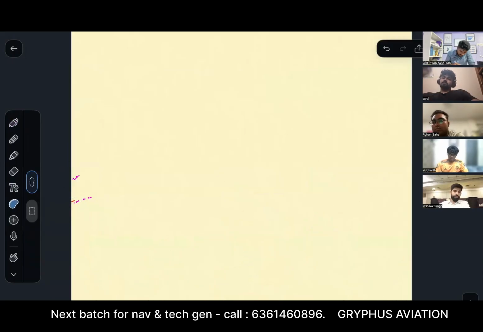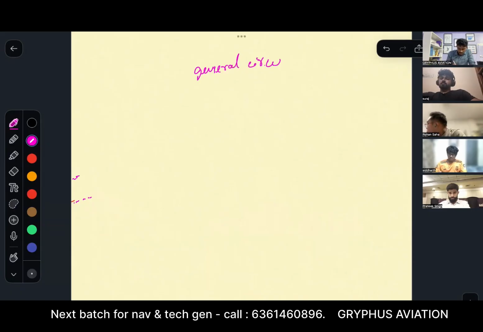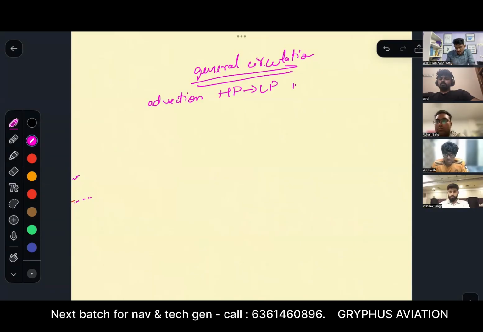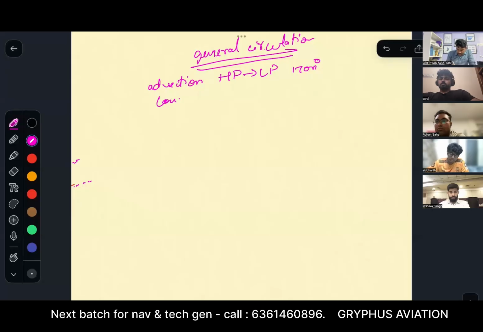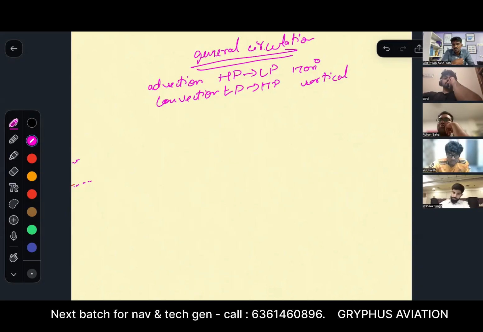Now, there is a concept called general circulation in chapter number 20, basically. Now, two things you need to remember for this, which I already mentioned. Advection is high pressure to low pressure, which is horizontal. Convection is low to high pressure, which is vertical. Is it fine? Anyone having any issues in this? No, right? Shall we continue?